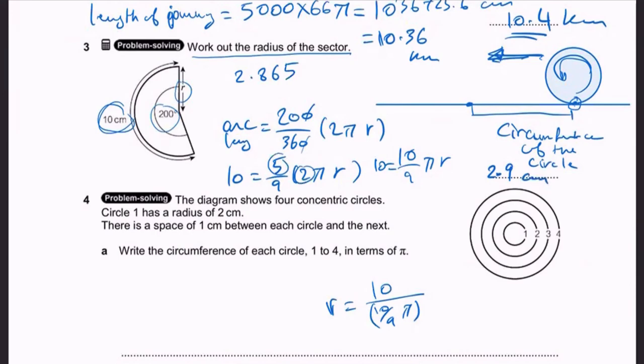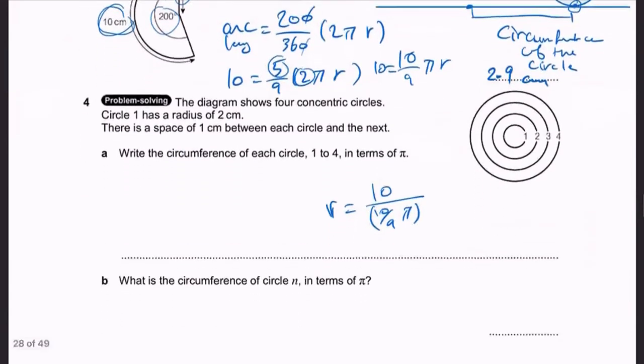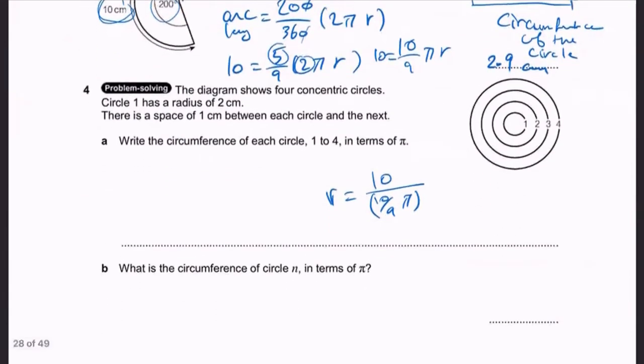If he gives you a specific accuracy in the exam, such as 1 significant figure, 2 significant figures, 1 decimal place or nearest centimeter, you will use the required accuracy. Now let's see this one. The diagram shows 4 concentric circles. Concentric means they all have the same center. Circle 1 has a radius of 2 centimeters. There is a space of 1 centimeter between each circle and the next. Write the circumference of each circle 1 to 4 in terms of pi.